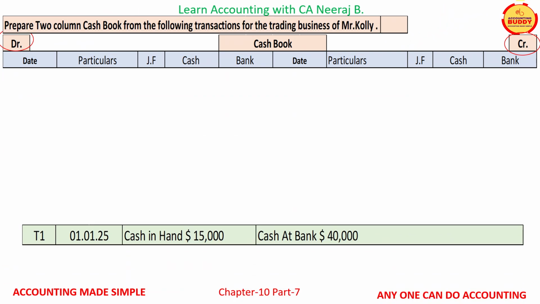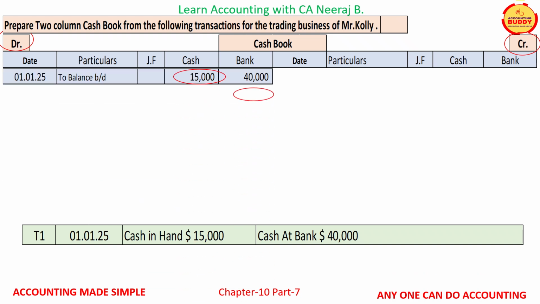Transaction T1 is on 1st of January 25. The business had a cash in hand of $15,000 and cash at bank of $40,000. The opening cash balance of $15,000 and opening bank balance of $40,000 is shown in the cash column and bank column respectively on the left hand debit side of the cash book on 1st of January 25 by writing the words "to balance brought down".